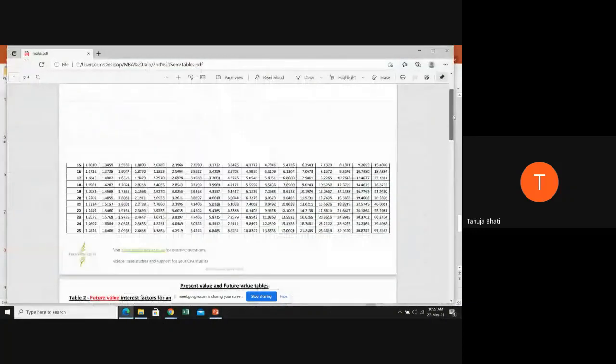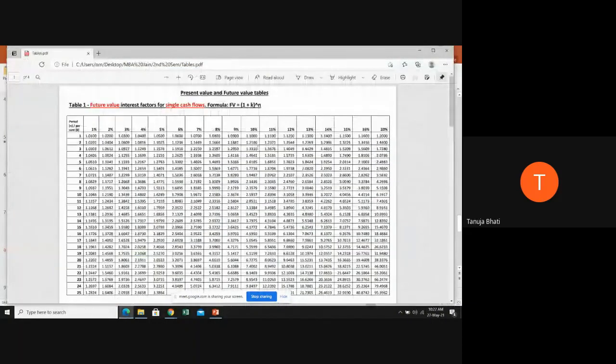Everyone can see the table, right? Yes, everyone can see the table, right? Yes, students? Yes, ma'am.